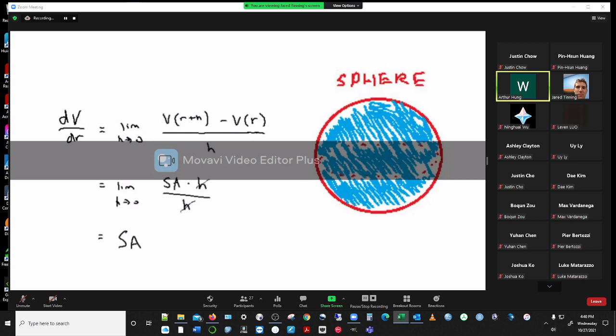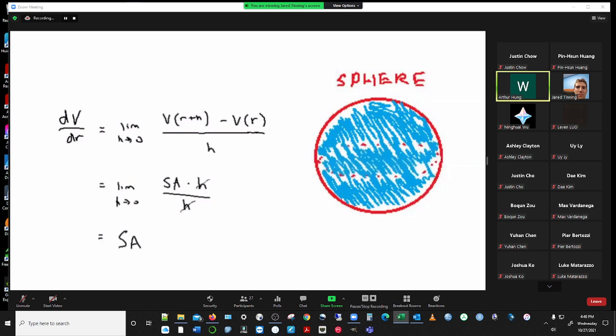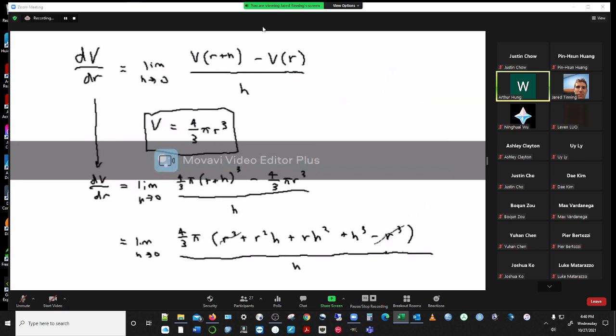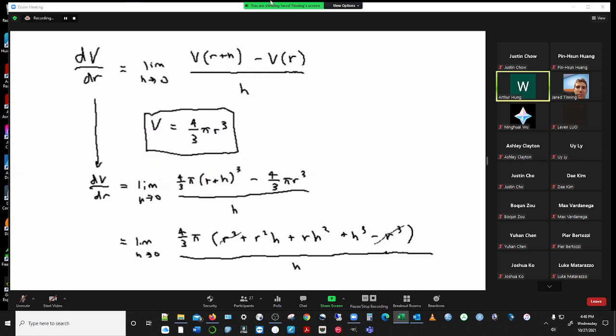Essentially, we need to prove that the volume with respect to r plus h minus the volume with respect to r would leave us with only the volume with respect to h. This answer would be the surface area. So if we actually execute this and substitute volume into the first line, we get what is on the bottom line on the screen.